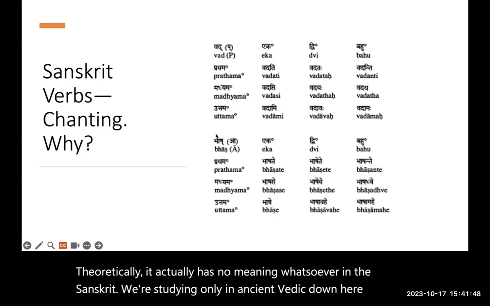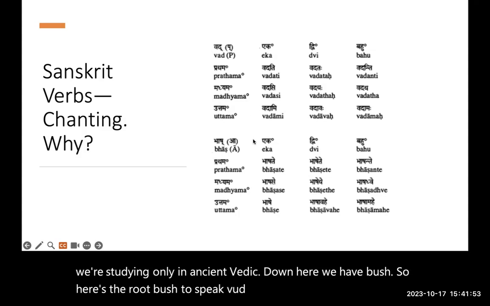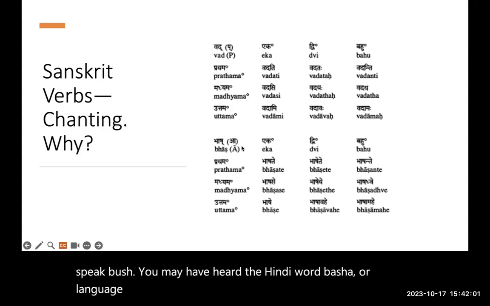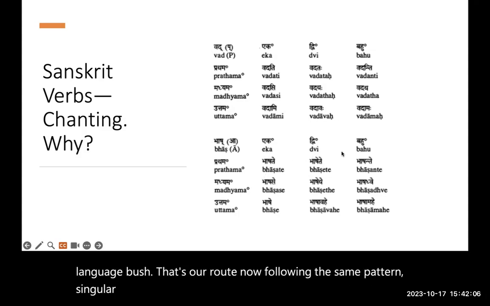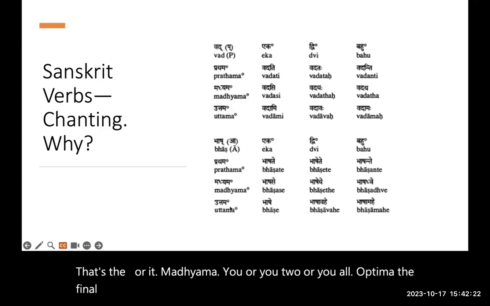Down here, we have bhash. So here's the root, bhash, to speak, vad, to speak. Both of these mean to speak. Bhash, you may have heard the Hindi word bhasha, or language. Bhash, that's our root. Now, following the same pattern, singular, dual, plural. Prathama, that's the he, she, or it. Madhyama, you, or you two, or you all. Uttama, the final, is I, we, all of us.